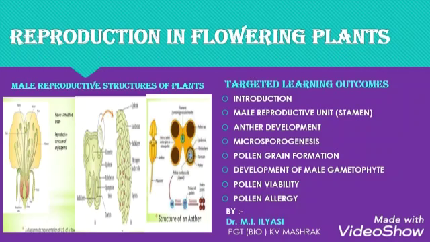Pollen viability. The period for which pollen grains remain viable or functional is called pollen viability. It depends upon temperature and humidity. Pollen grains remain viable for 30 minutes. Pollen grains can be cryopreserved in liquid nitrogen at minus 196 degrees Celsius and used as pollen banks.